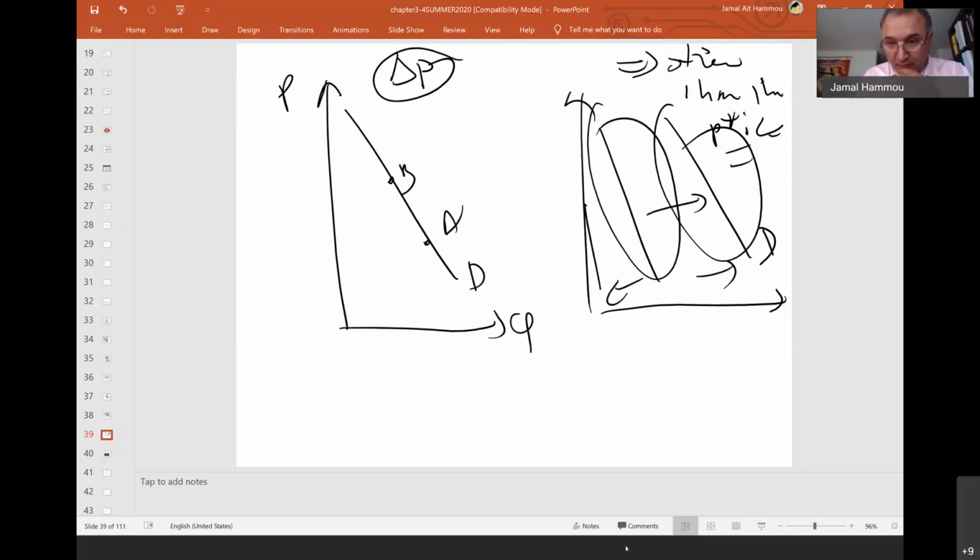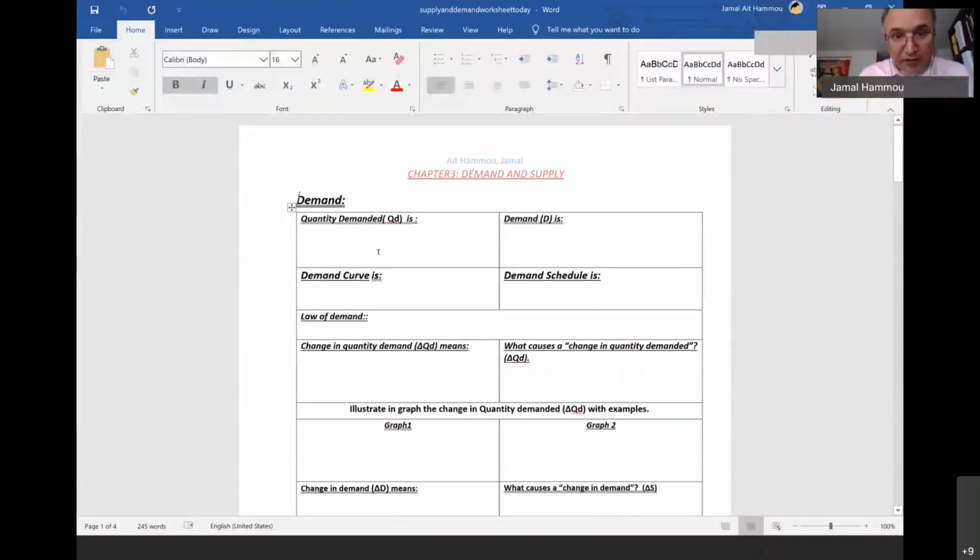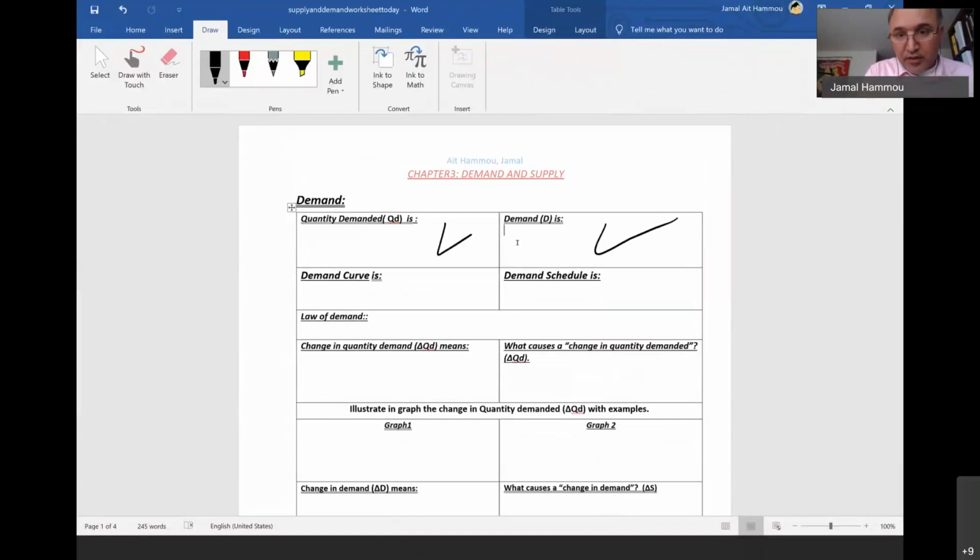So I want to show you this document I put online. I think it was there for a while. I want you to be able to fill this in now. I'm going to share it with you so you can see it. You can download it. It's a worksheet. You have to be able to do all this stuff. Okay, I'm going to show you this Word document that I have online. You have to define what is quantity demanded, what is demand. Okay, the basic definitions. Demand curve, demand schedule.